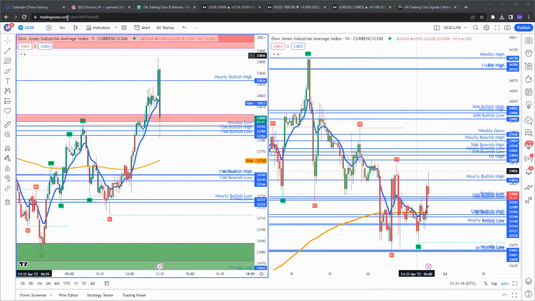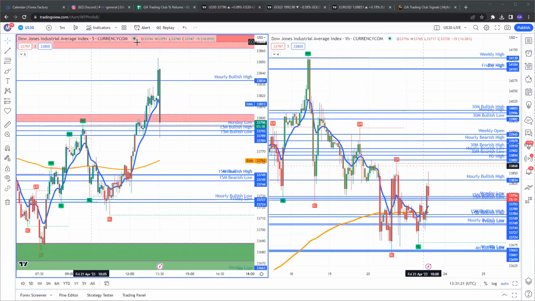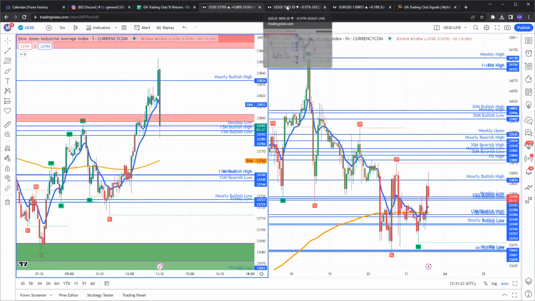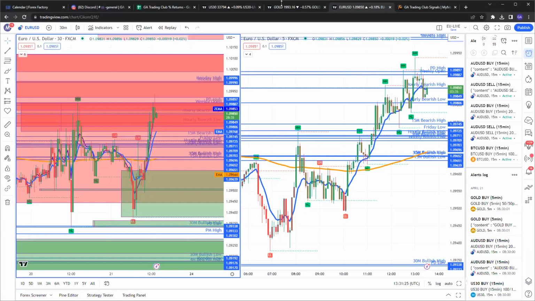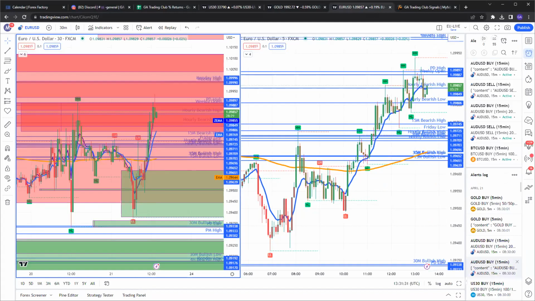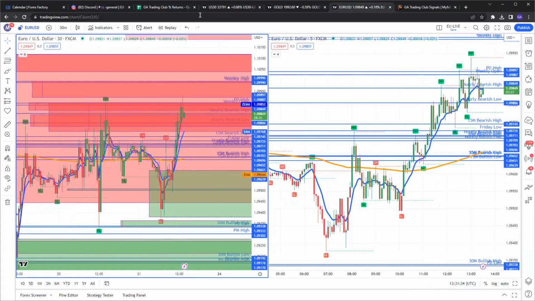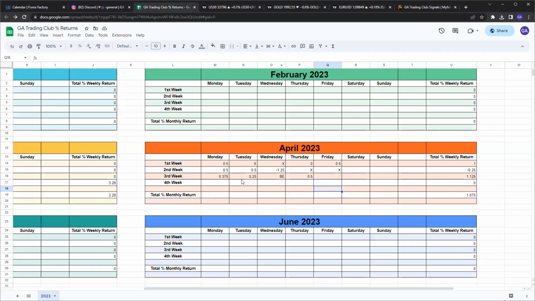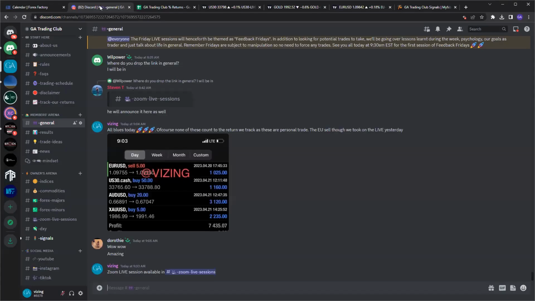Today is Friday, April the 21st, and as usual, we'll be going over analysis for US 30, gold, and EU. Just to check back on what we've done so far for the week. Yesterday we only took one official trade on the live session, because I did take some gold sales personally. But the EU sell we took yesterday went to full TP for 20 pips.